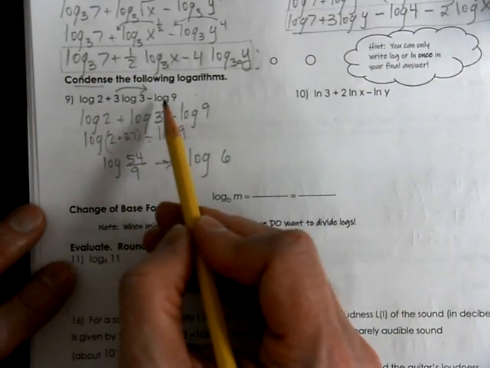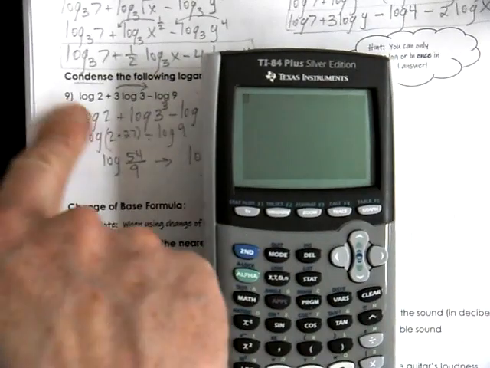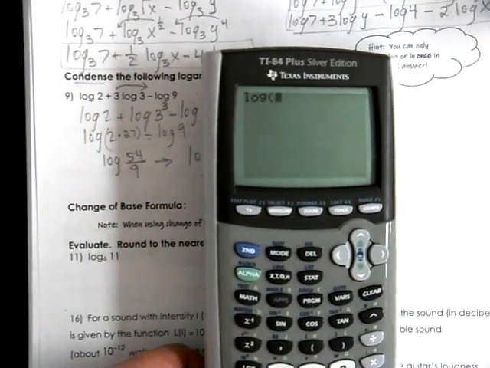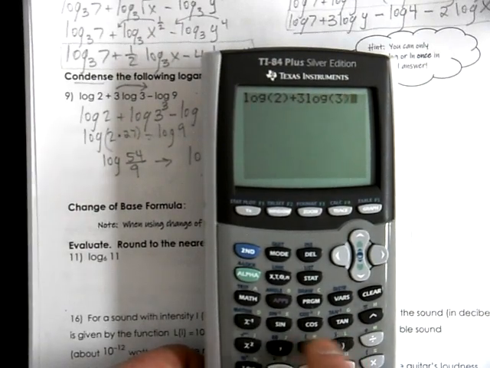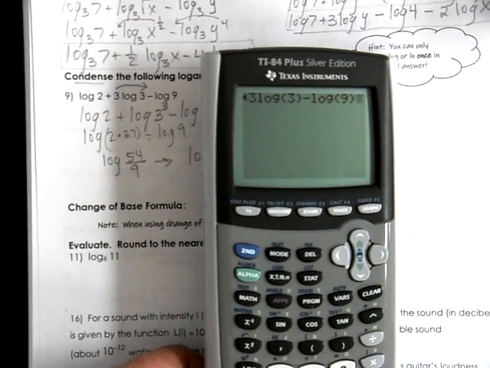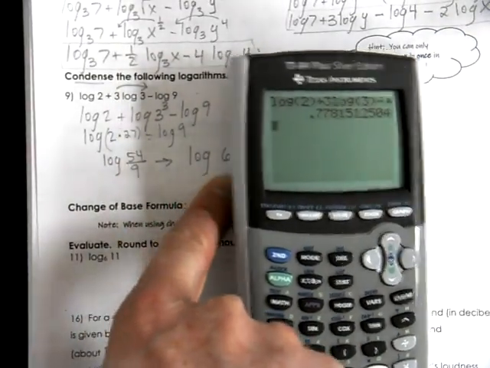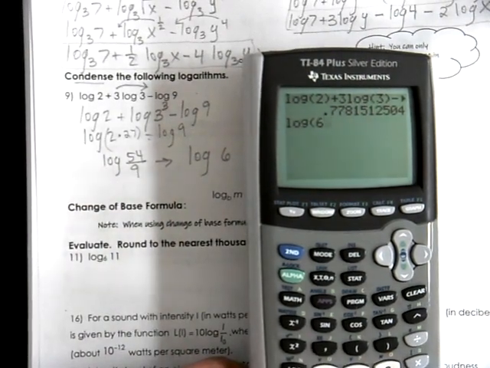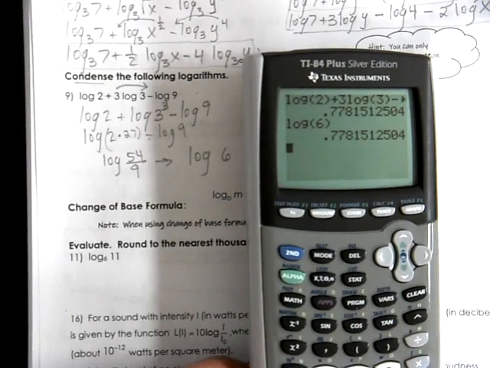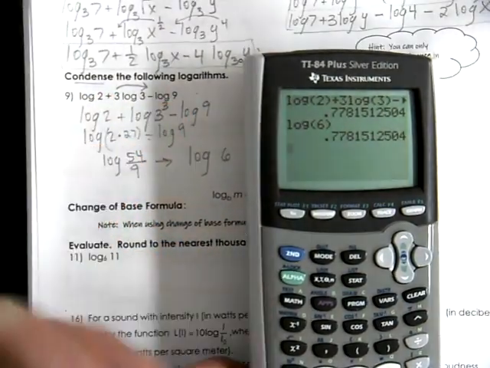Now notice these are all common logs, a base of 10. So we could test this in our calculator, that the log of 2, you got to close the parenthesis, plus 3 log of 3, close the parenthesis, minus log of 9, you can close the parenthesis if you want there, it's going to give you some decimal. We don't care about the decimal. We got our final answer. Log of 6. I'm expecting that to be the same exact decimal. And that's a way that you can test if your answers are making sense. If you don't have variables and the bases are easy enough to work with, that works out.